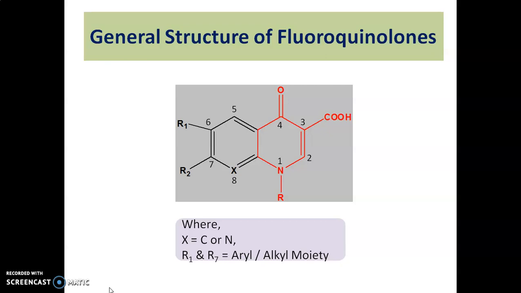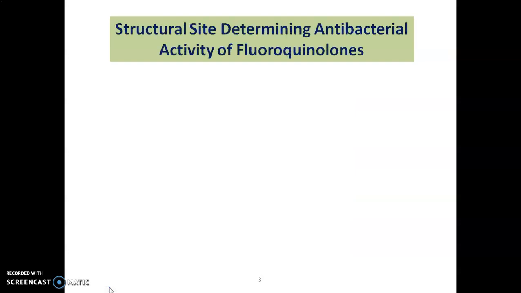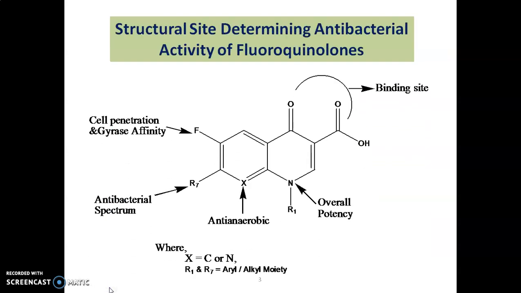atom, and R1 is fluorine in most of the fluoroquinolone drugs, or it can be either aryl or alkyl moiety, whereas R7 can also be either alkyl or aryl moiety. Now let us see the different structural sites which determine the antibacterial activity of fluoroquinolones.